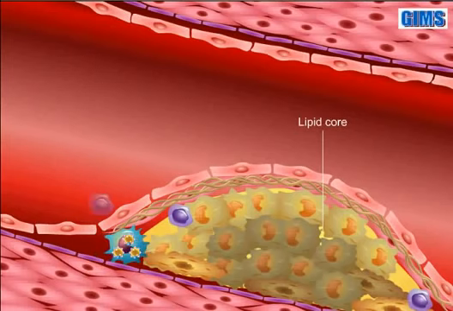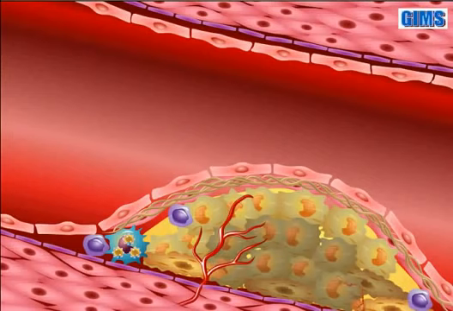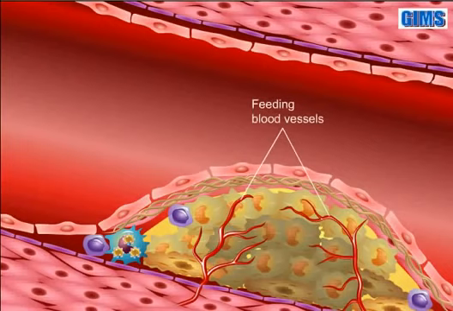Active infiltration of oxidized LDL, monocytes and T lymphocytes into the intima takes place at the edges, the shoulders of the plaque, where the fibrous cap is not well developed. Small feeding blood vessels grow into the plaque.